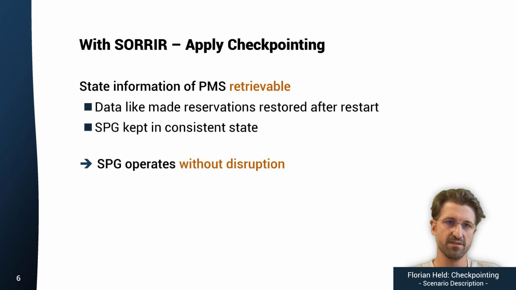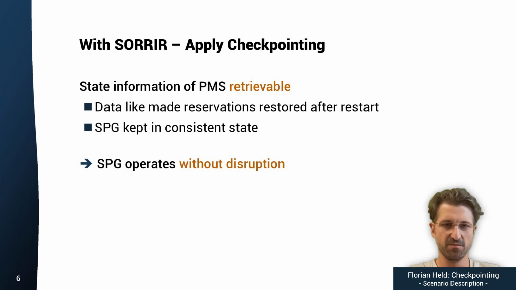We can use the SORRIR feature called checkpointing. And in practice, we can configure the application beforehand that the component PMS has the checkpoint recovery feature enabled. And with this checkpoint recovery feature, it is possible to retrieve the state. And this will also be done in a very lightweight fashion. So there does not have to be a sophisticated database management system in the background. This will be done in a very lightweight way by just persisting this information in a JSON formatted file, non-volatilely, so that it is possible to retrieve the state information.